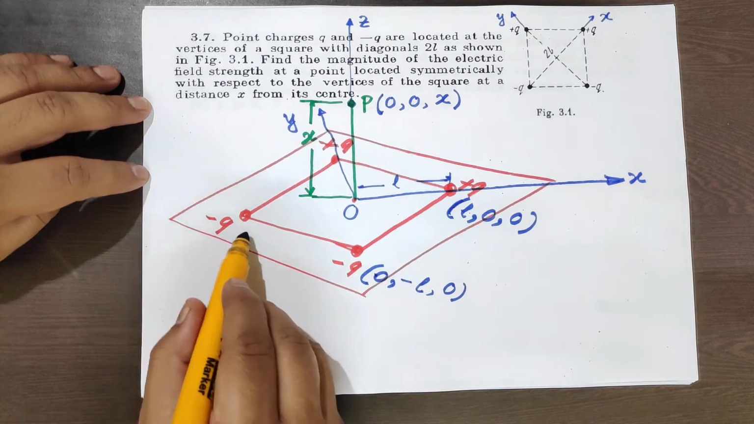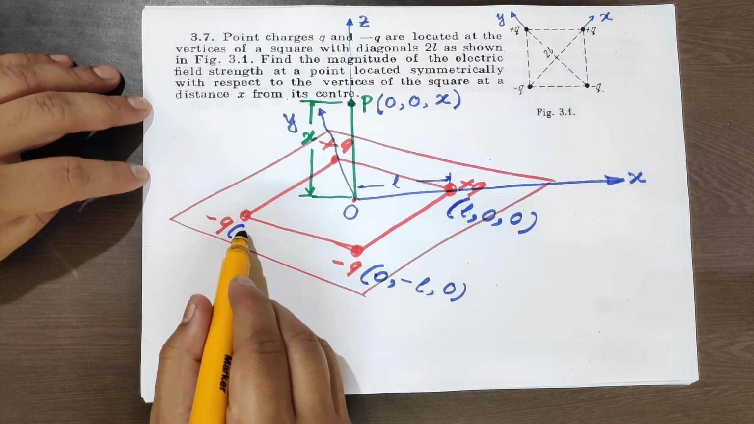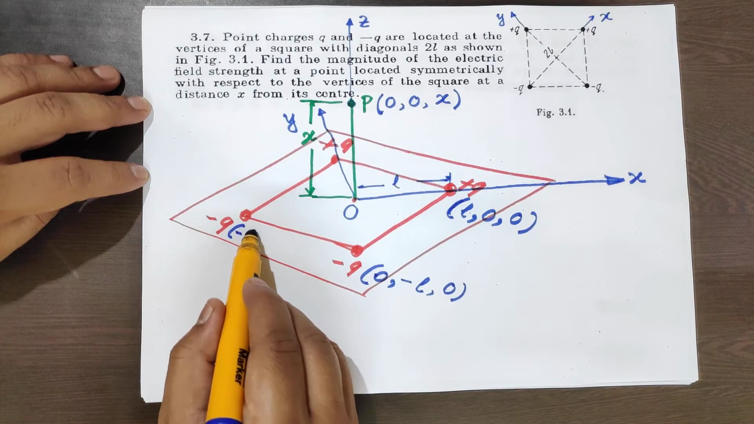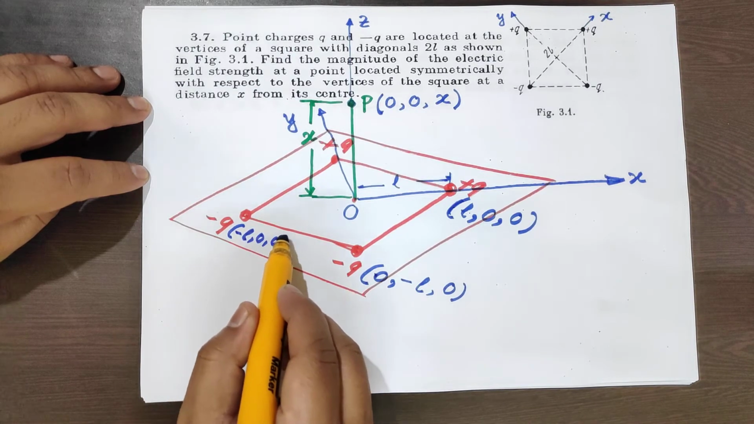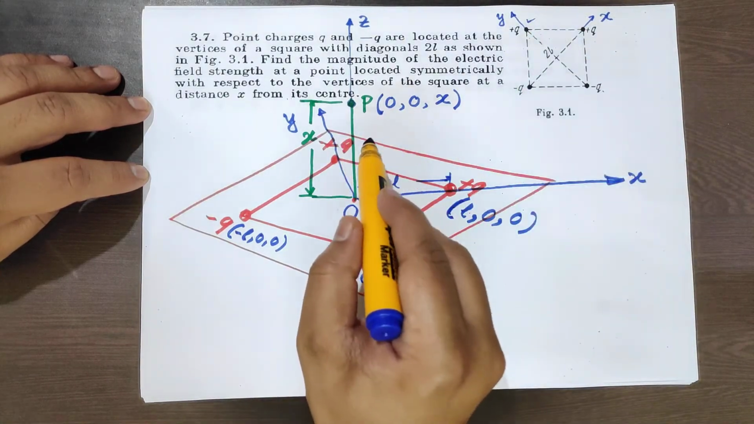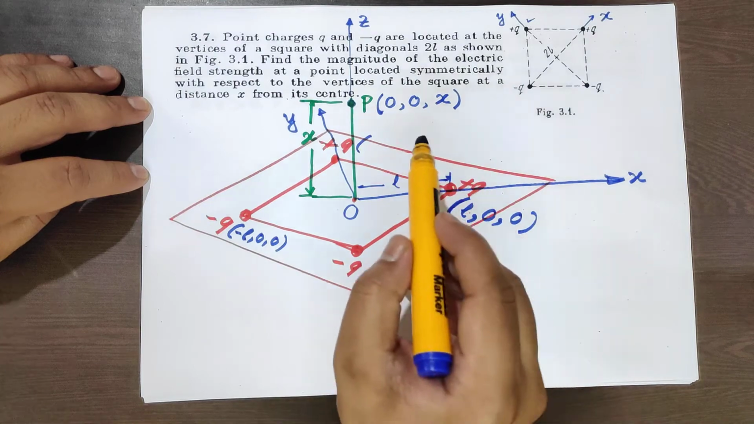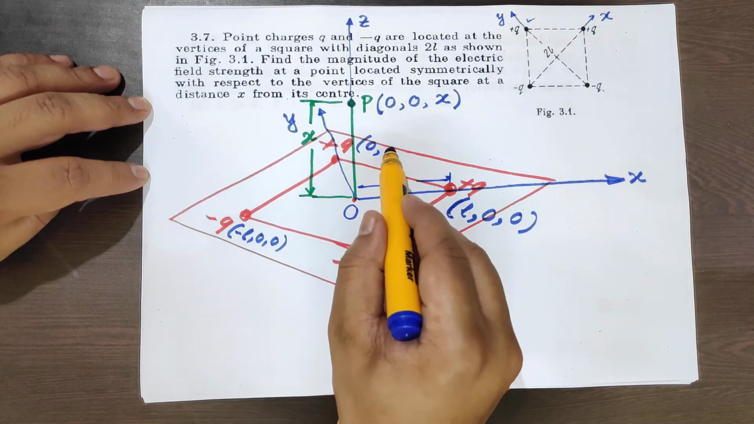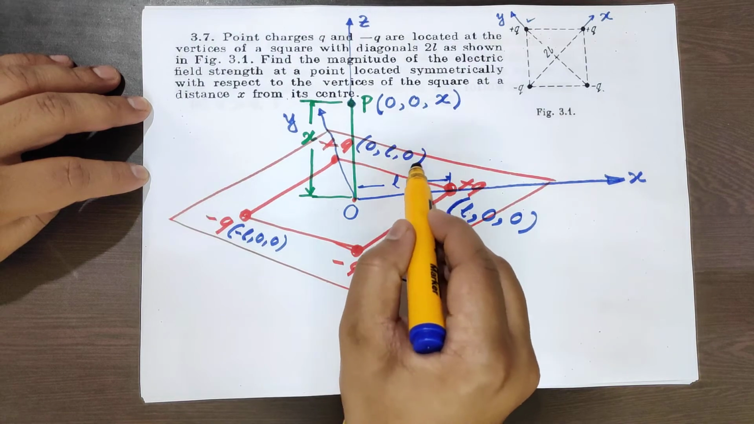And this minus q has x coordinate minus L, and 0, 0. And this plus q, this charge, has x coordinate 0, y coordinate L and z coordinate 0.